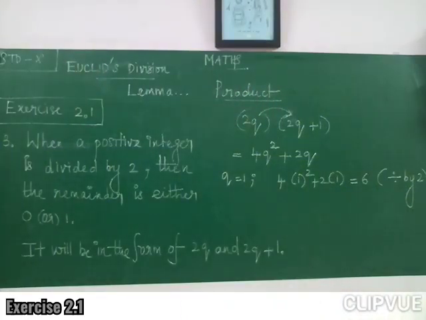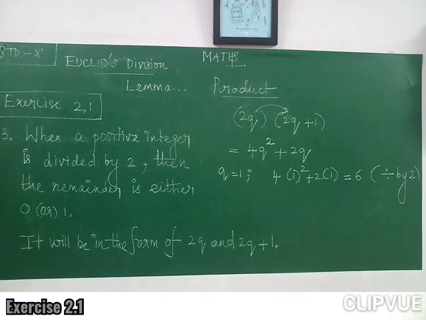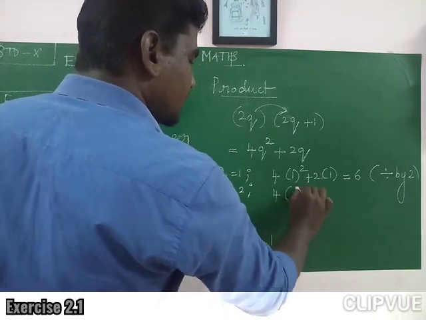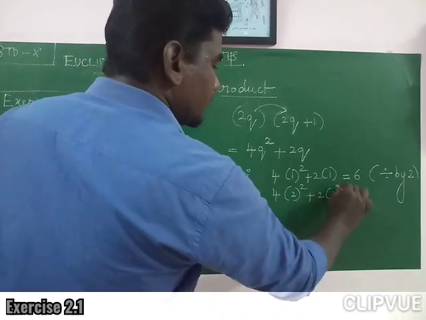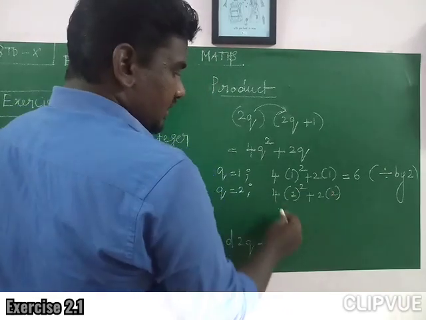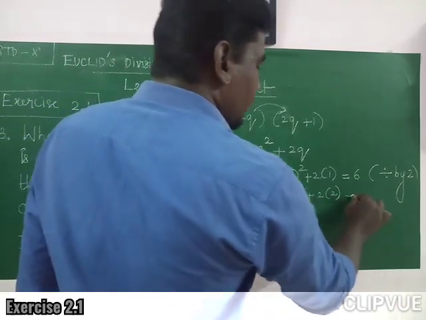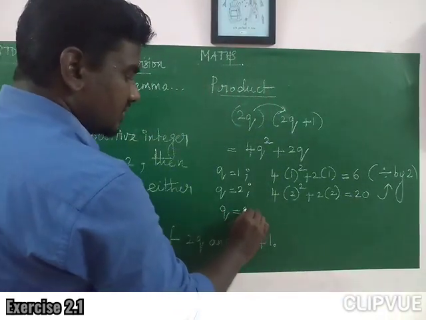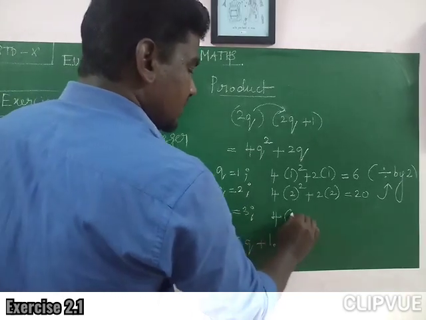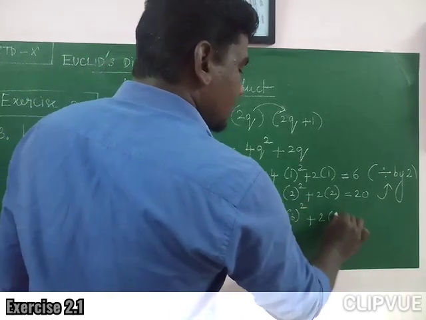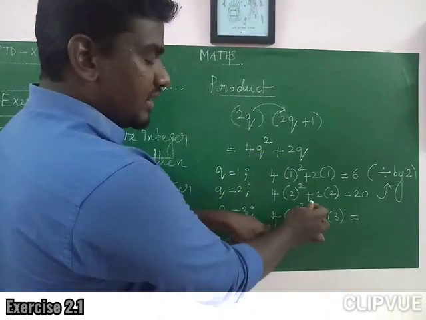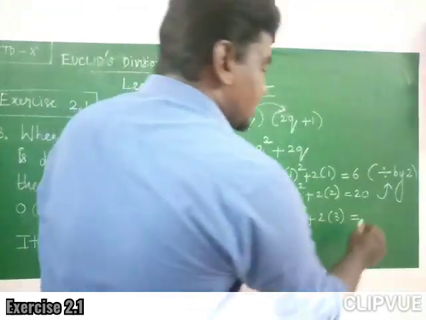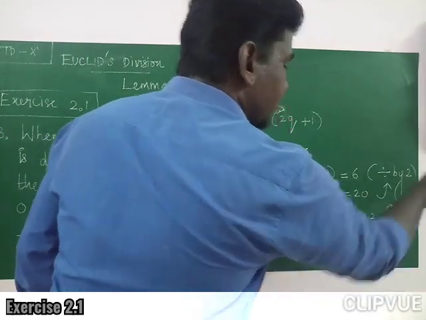If you take q equal to 2: 4 into 2 square plus 2 into 2. 2 square is 4, 4 into 4 is 16, 16 plus 4 is 20. Divisible by 2. q equal to 3: 4 into 3 square plus 2 into 3. 3 square is 9, 9 into 4 is 36, and 2 into 3 is 6. 36 plus 6 is 42. Divisible by 2.